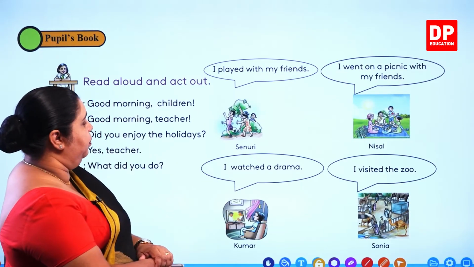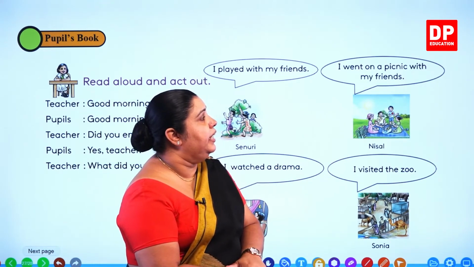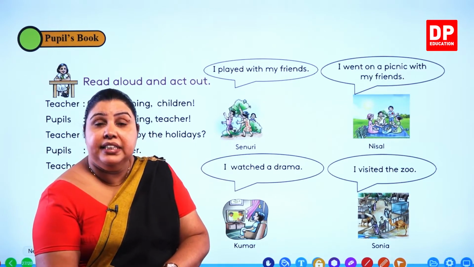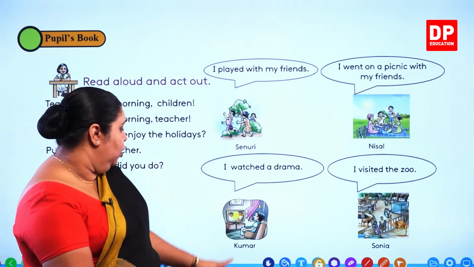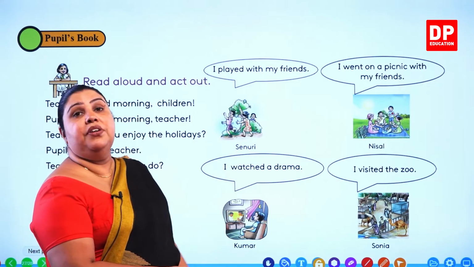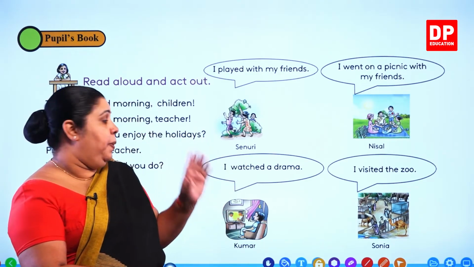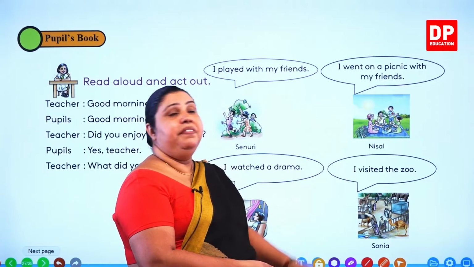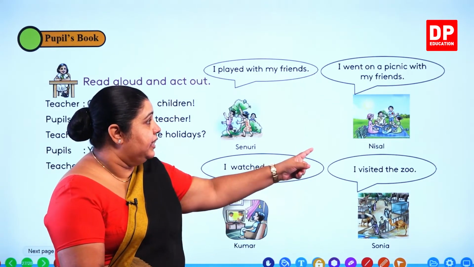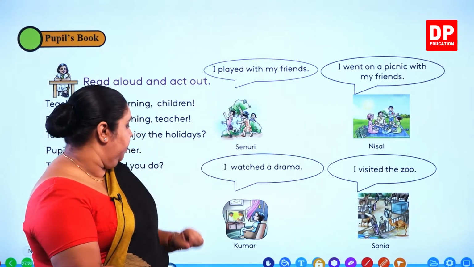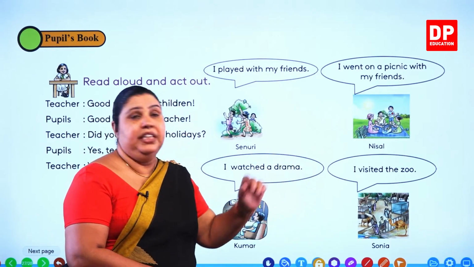Let's get back to our Pupils book. Nisal, I went on a picnic with my friends. What did Nisal do? Nisal went on a picnic with his friends. Kumar, I watched a drama. What did Kumar do? He watched a drama. Then Sonia, I visited the zoo. Sonia visited the zoo. So Nisal went on a picnic. Kumar watched a drama. Sonia visited the zoo.